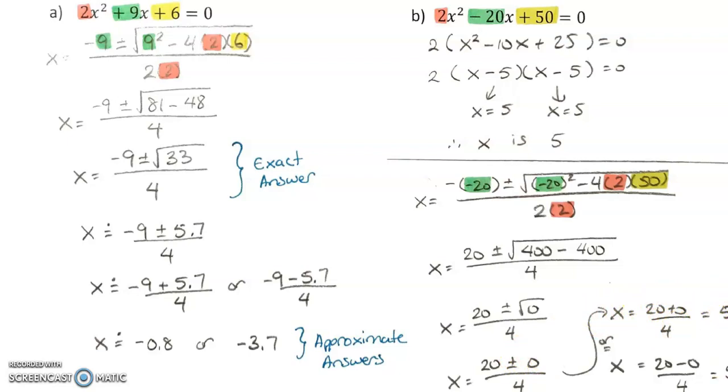I'm sorry, this is cutting off just a bit. The other answer is 20 minus 0, all over 4, which is still 5. So both of those result in the same answer, just like up here. But notice that factoring, if you could do it, should be your very first choice. The quadratic formula will always work, but it's longer.